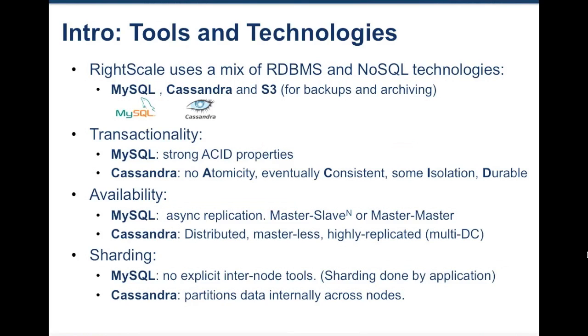The first one is transactionality. Obviously, if we need something with strong ACID properties, we're going to use MySQL. Cassandra, on the other hand, really does not provide atomicity and provides very little isolation, and you have to be willing to have a data store that is eventually consistent when you want to use it. At the same time, though, it's highly available, which is the second point here. It's really distributed, masterless, and highly replicated. So that's where we want to use it. We can live without those ACID properties.